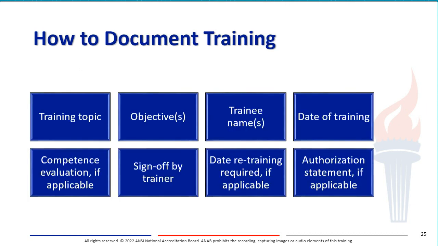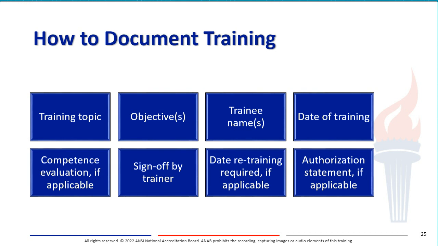We've looked at the different types of training records, but what should go on the record? None of the ISO standards really say specifically what should go onto the record, only that appropriate documented information is retained as evidence of competence, selection, training, supervision, and authorization of personnel. This list here is not all-inclusive, but does contain the main information that training records should contain.